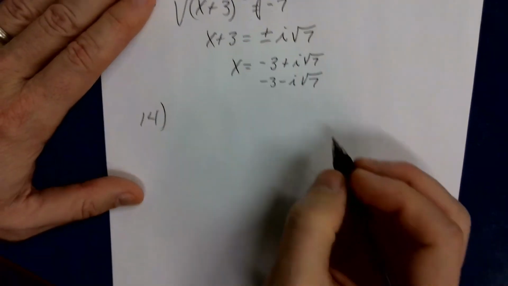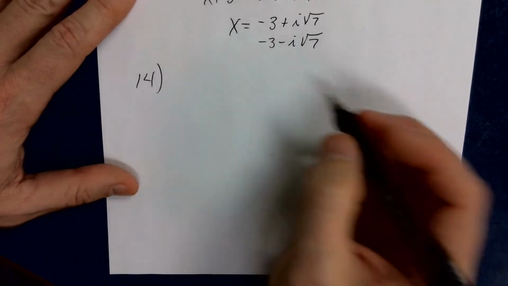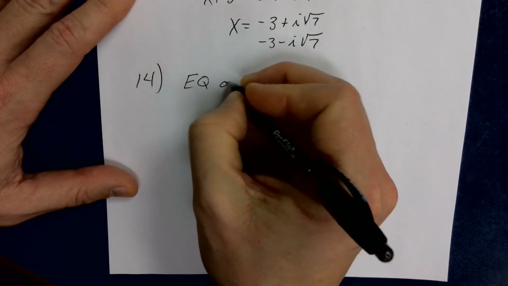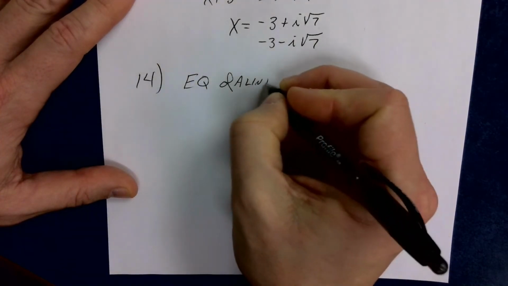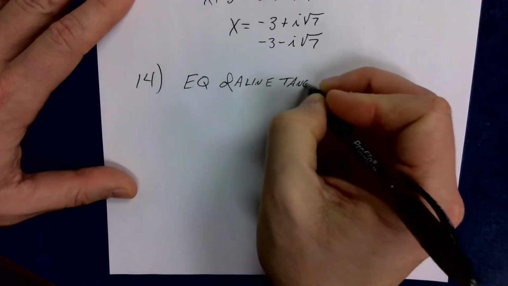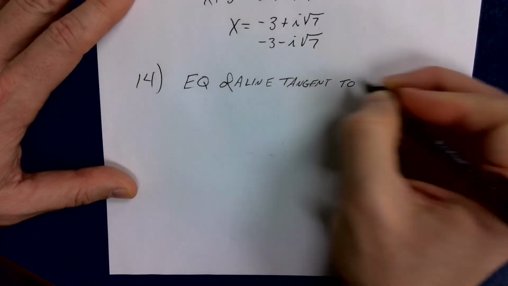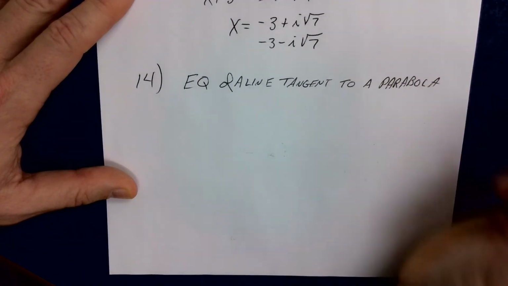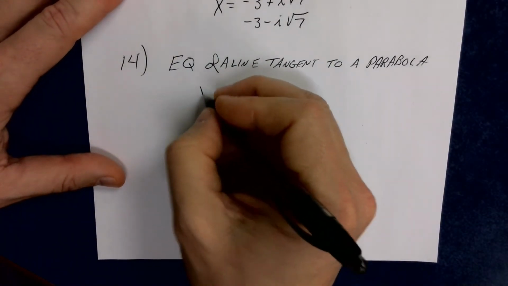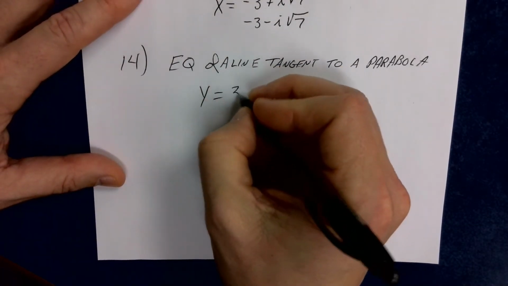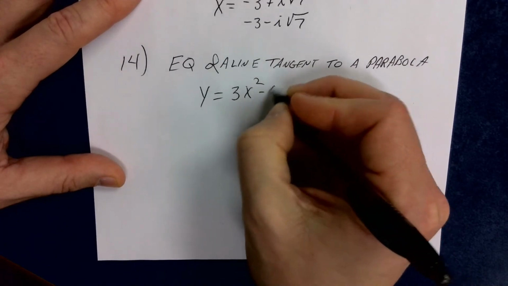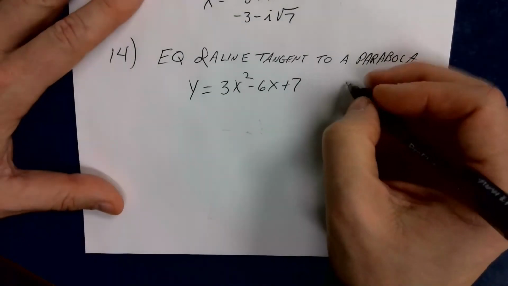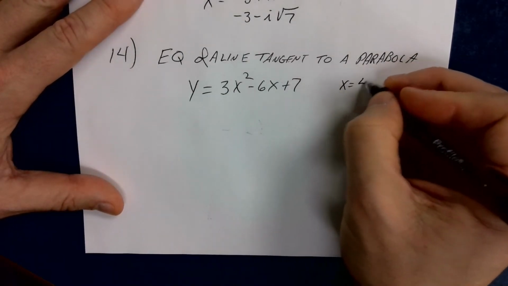Number 14. This is a long one, and you can watch the other video on this. But let's say I wanted to find the equation of a line tangent to a parabola. That's using the thing called the difference quotient. So let's say I get a parabola y equals 3x squared minus 6x plus 7, and when x is equal to 4.